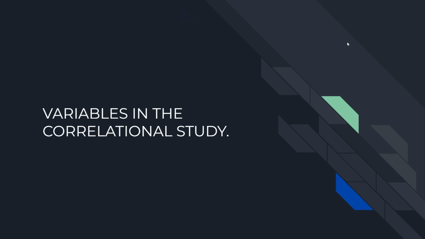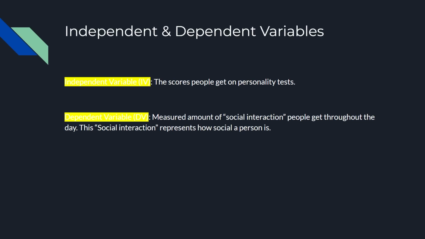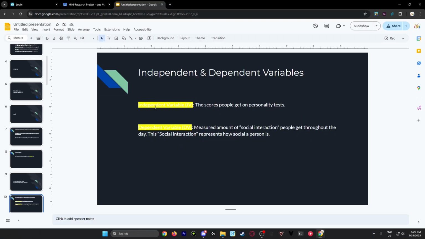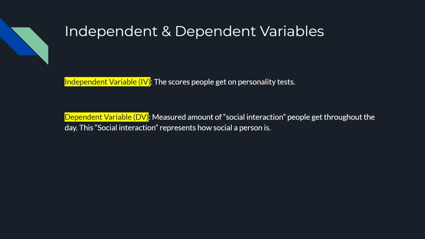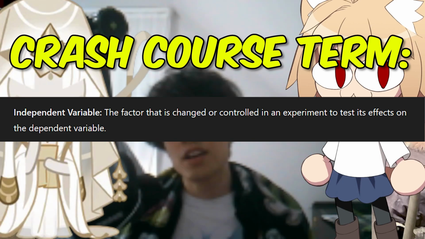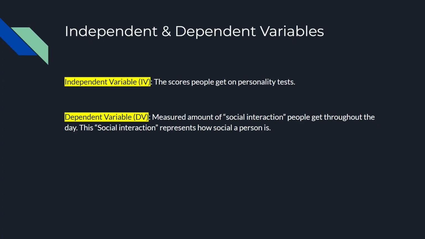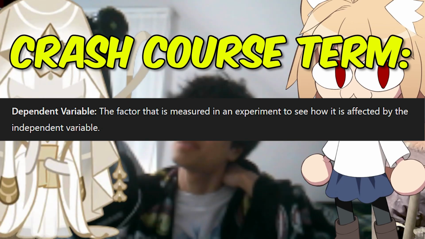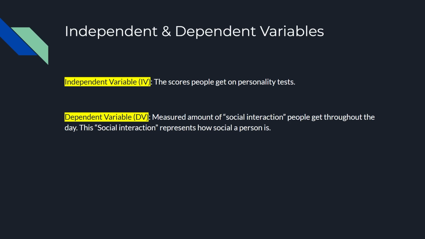Now that we have the hypothesis, let's take a look at the variables in the experiment. Now the variables are highlighted so I can't read it. We first have the independent variable. The independent variable was the scores our participants got on their personality tests. And our dependent variable was the measured amount of social interaction people got throughout the day. This social interaction was the thing we used to describe how social a person is.